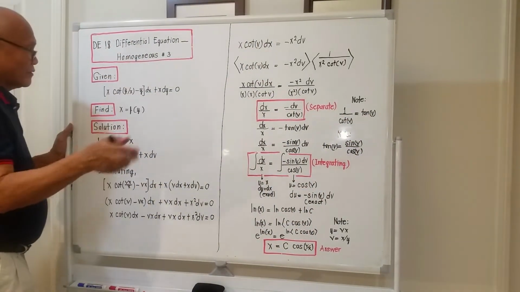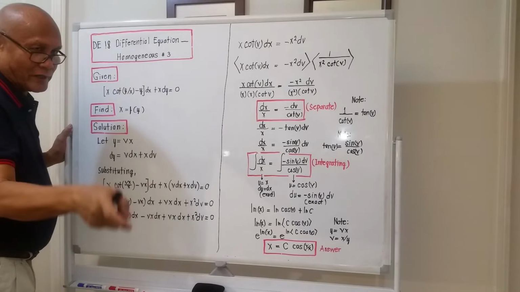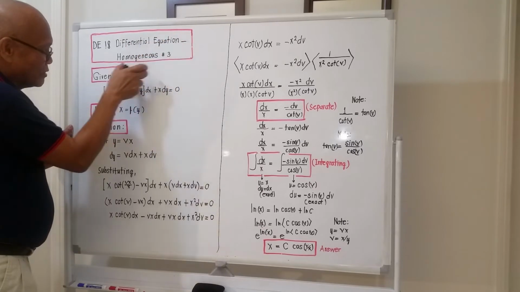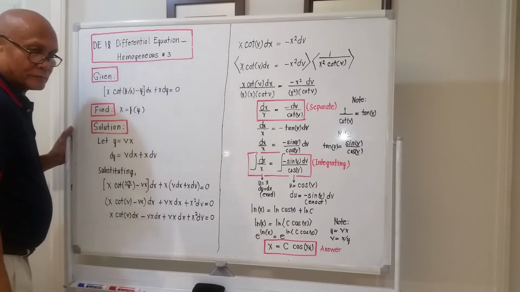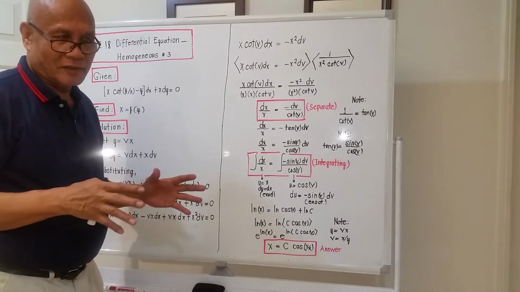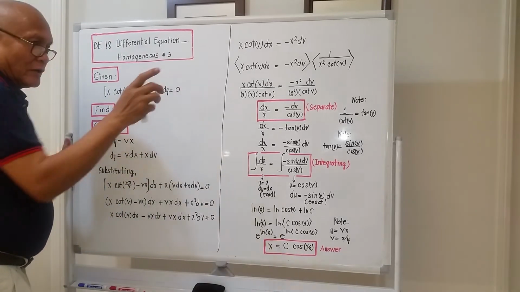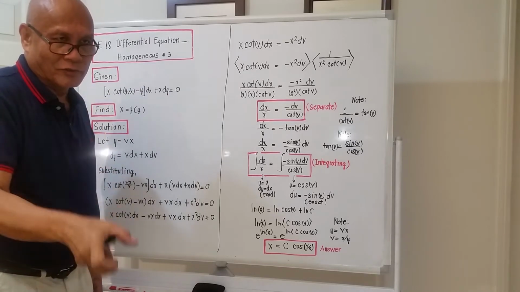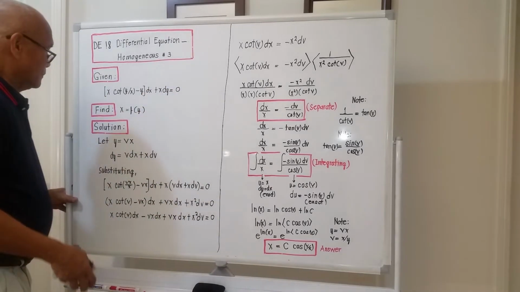I am now on lesson number DE number 18 under the course differential equation on my channel, Professor David J. De Los Reyes. The topic under the differential equation is homogeneous differential equation. I think this is now example number 3. I'll give you variation of problems that the differential equation is homogeneous. The topic for this afternoon is the solution of a homogeneous differential equation. Example number 3. Okay, let's proceed.